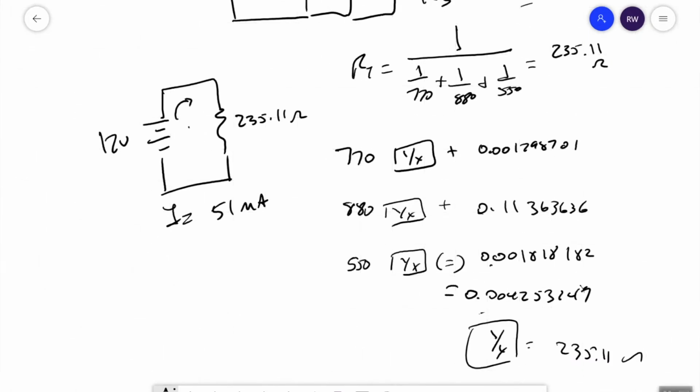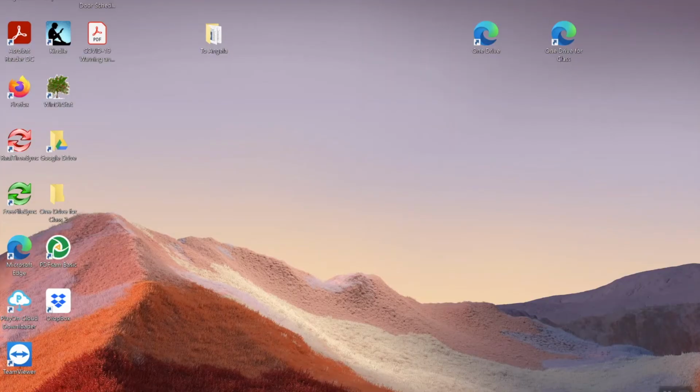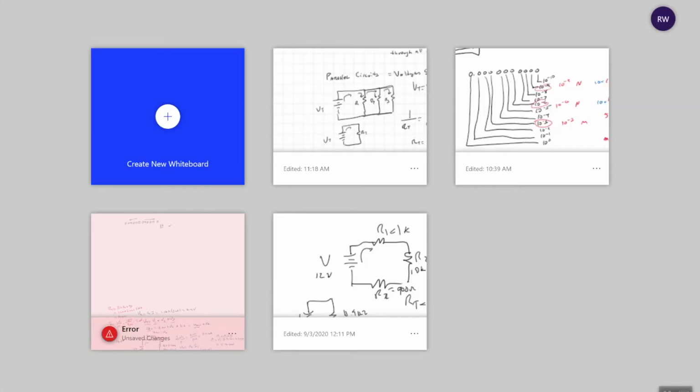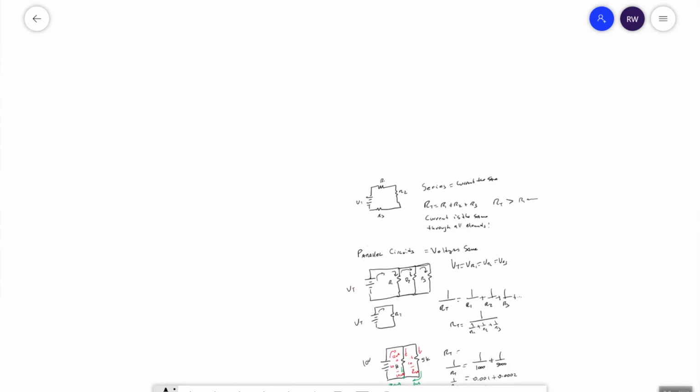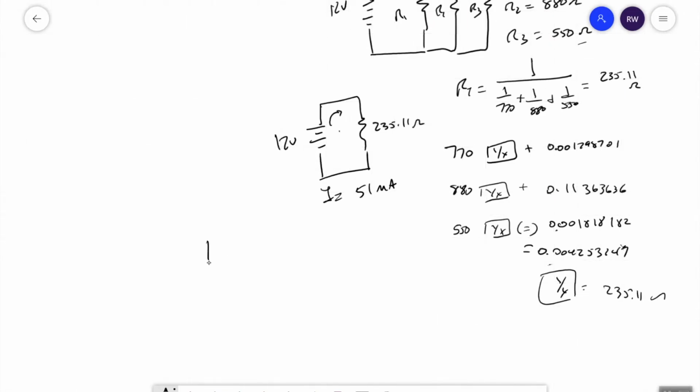So now I've got to go back up to my original problem and draw it out again. Come on, whenever I try to make it nice and straight, it screws up. Where did it go? Well, it went away. There we go, I'm back now. There you are. Now I go back to my original circuit.